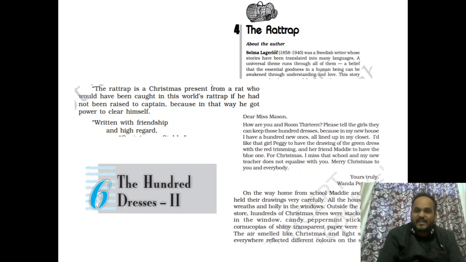In class 12 there is a lesson, The Rat-Trap, and the basic theme of the lesson is redemption, and the setting of the story is also in the month of December when Christmas is near. It is clearly written that there is a belief that the essential goodness in a human being can be awakened through understanding and love. And you can see there is a reference to Christmas in the lesson: the rat-trap is a Christmas present from a rat who would have been caught in this world's rat-trap if he had not been raised to captain.